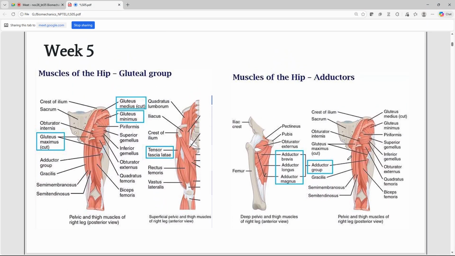And next is the gluteal group. The gluteal group has gluteus maximus, gluteus medius, gluteus minimus, and tensor fascia latae. And then these are the abductors. Abductors are abductor brevis, abductor longus, abductor magnus. These are the main abductors of the leg, which help in the abduction and adduction motion of the leg.